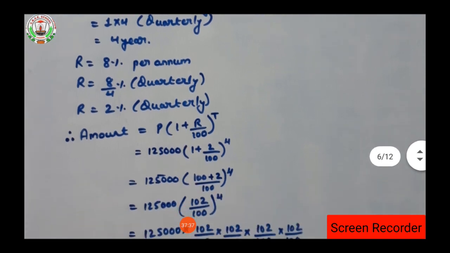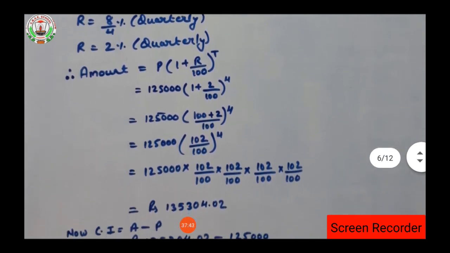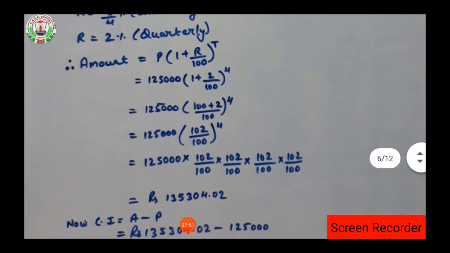Okay, now amount is equal to P into 1 plus R upon 100 whole to the power T. So 1,25,000 into 1 plus 2 upon 100 whole to the power 4. We can solve it either by cross multiplication or by taking an LCM. So 100 plus 2 will be 102 upon 100 whole to the power 4. Whole to the power 4 means how many times do we have to write that number? 4 times. So 1,25,000 into 102 upon 100 into 102 upon 100 into 102 upon 100 into 102 upon 100.